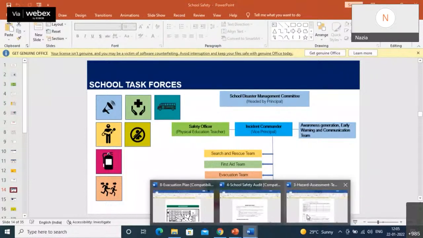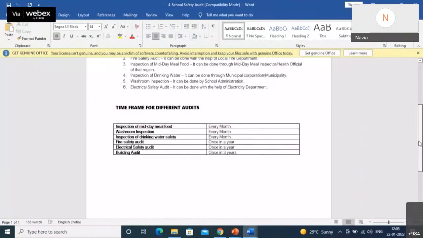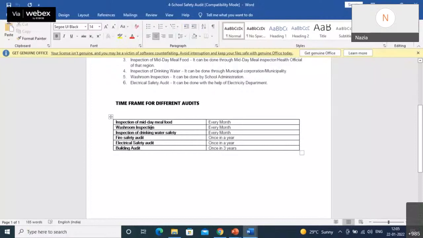So checklist is there. Inspection of midday meal food every month. And washroom inspection every month. Inspection of drinking water safety every month. Fire safety audit once in a year. Electricity audit once in a year. Building audit once in 3 years. This is the time frame for different audits.